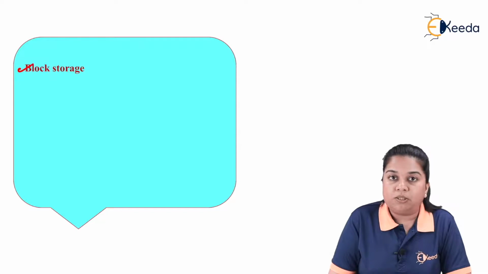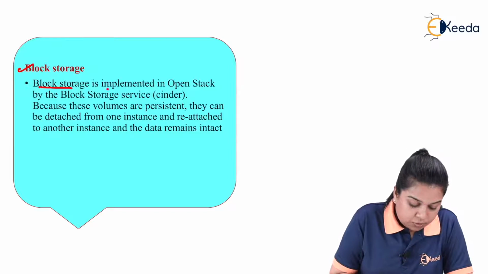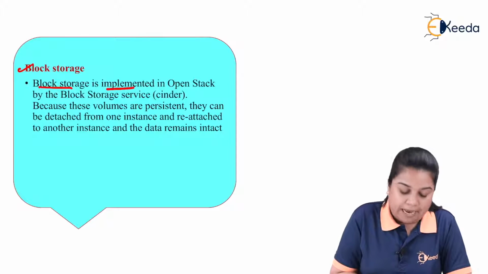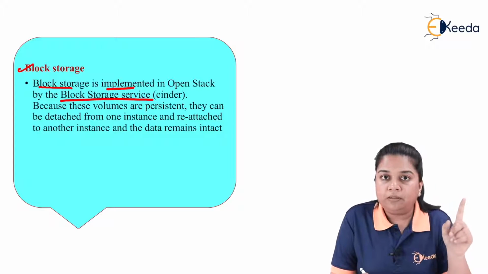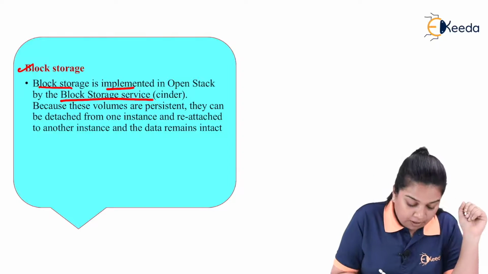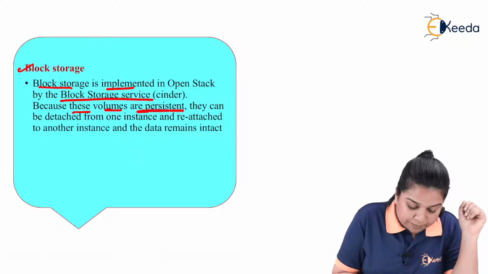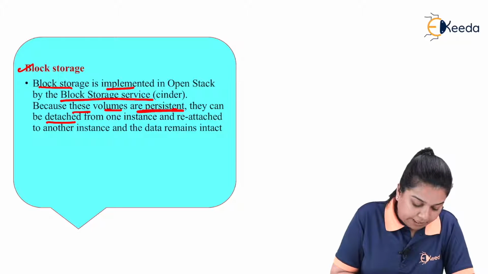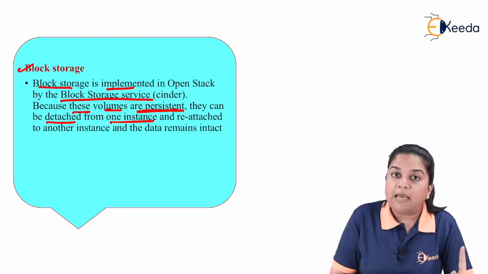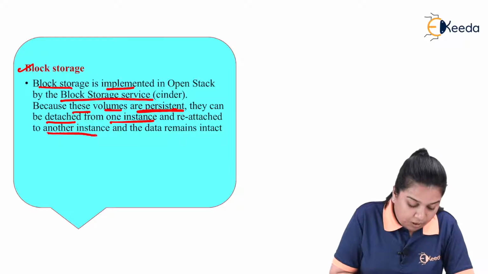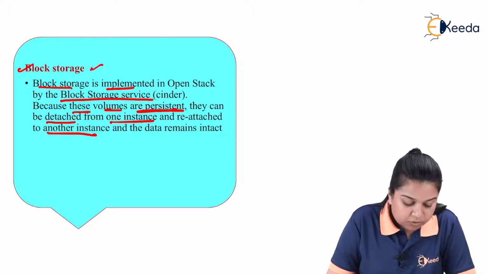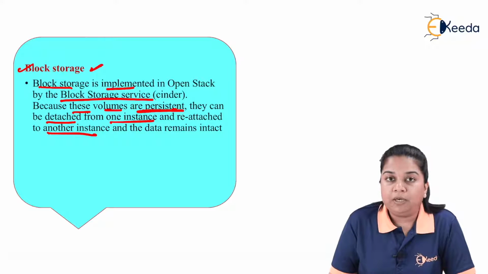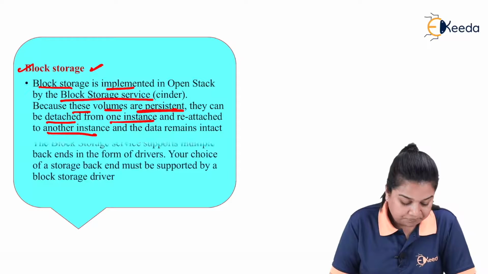Then comes block storage. Block storage is implemented in OpenStack by the block storage service Cinder. We have seen that in the architectural diagram. Because these volumes are persistent, they can be detached from one instance and reattached to another instance, and the data remains intact. This is why block storage is used more prominently in cloud architectures.